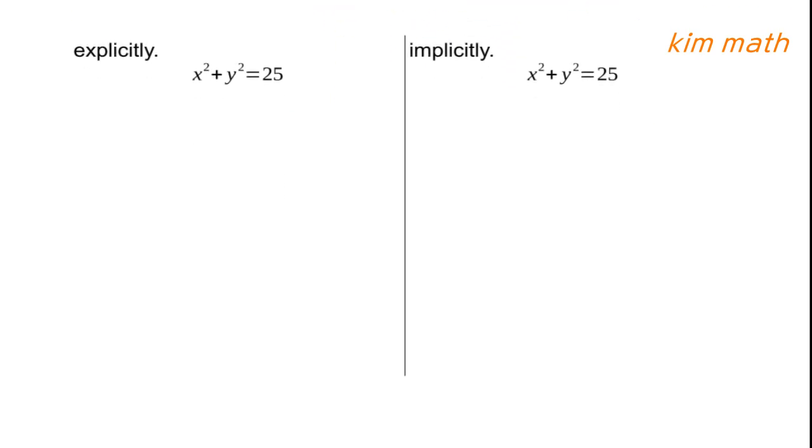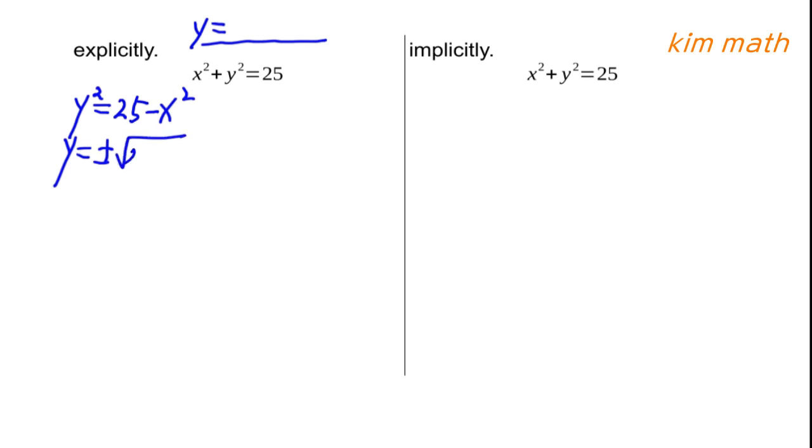Okay, one more example. x squared plus y squared equals 25. This is the circle equation, right? Explicitly, what is the derivative? And implicitly, what is the derivative? Explicitly, we need the y equals something form, right? So, step by step, y squared equals 25 minus x squared. So y equals plus or minus the square root of 25 minus x squared.